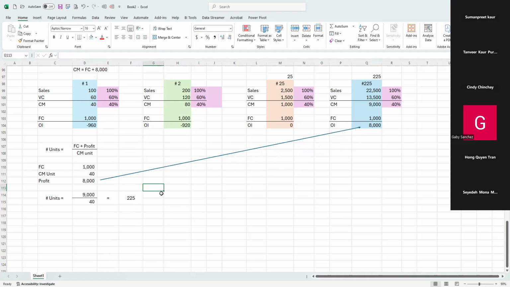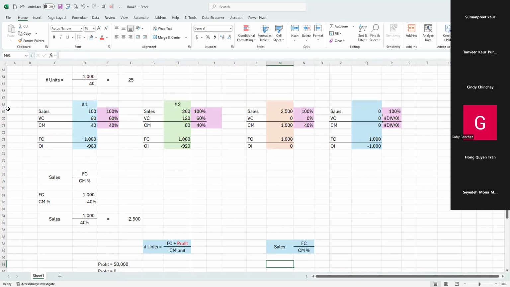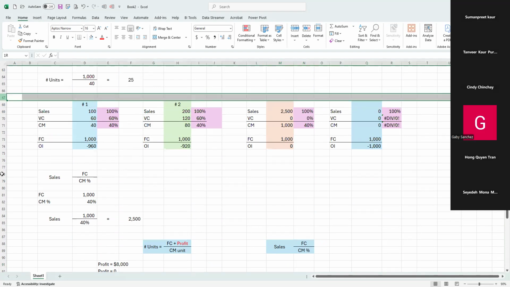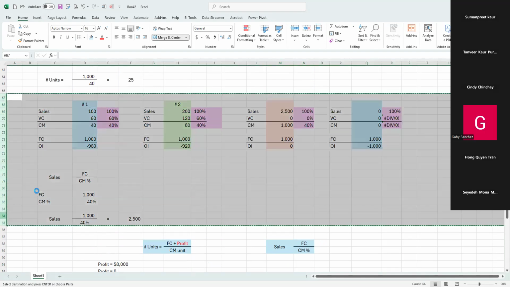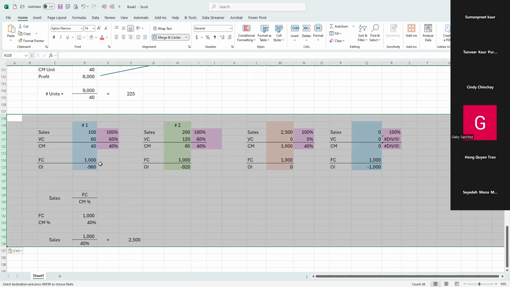Now let's do exactly the same thing with the sales. What do I have to do now? Once we know that, I have to add the profit to the fixed cost. Let's get all this scenario here and flip it right here. And let's play with this scenario now.